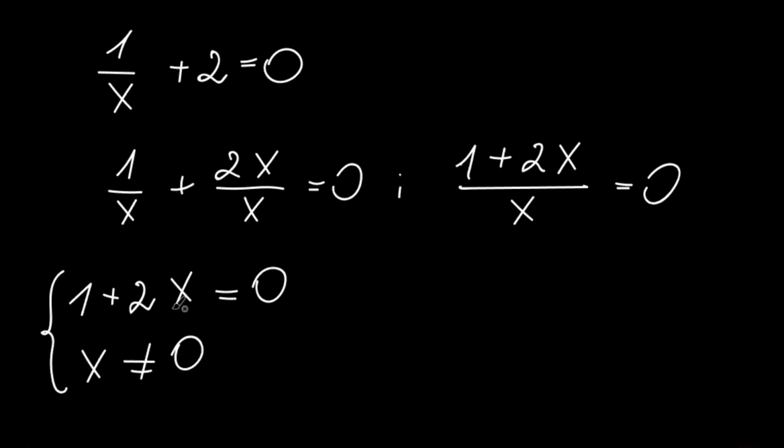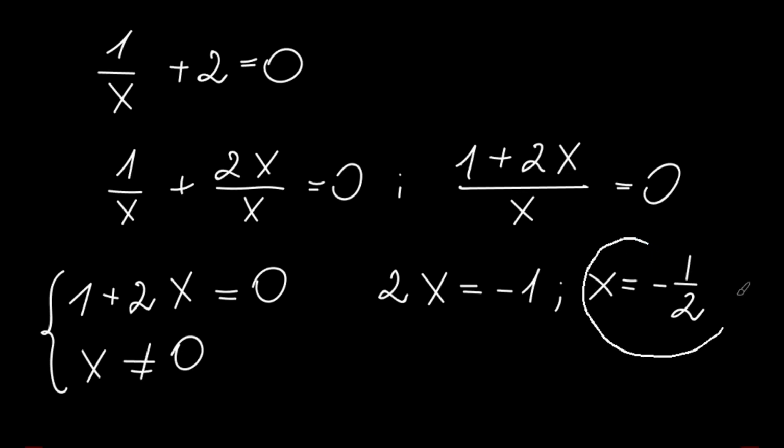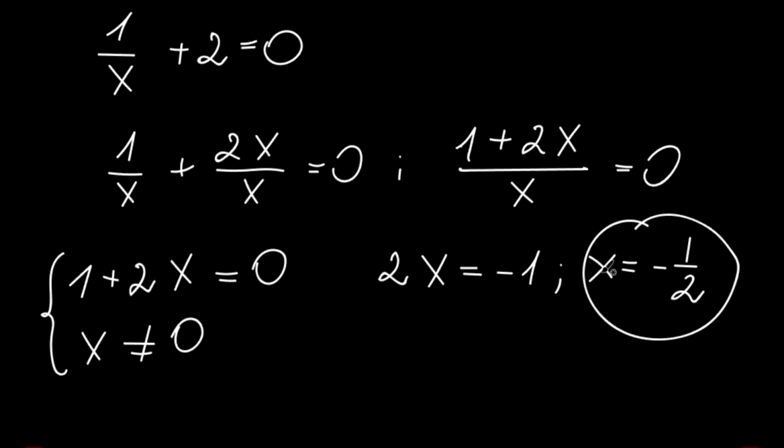Okay, so let's solve this equation. Move this 1 to the other side and we get that 2x is equal to minus 1. Now let's divide this equation by 2 and we get our x. Our x is equal to minus a half. Now we must not forget that x can't be 0. But because our x from this equation is not 0, we don't really care about it. Our answer is minus 1/2. Okay, let's move to another example.